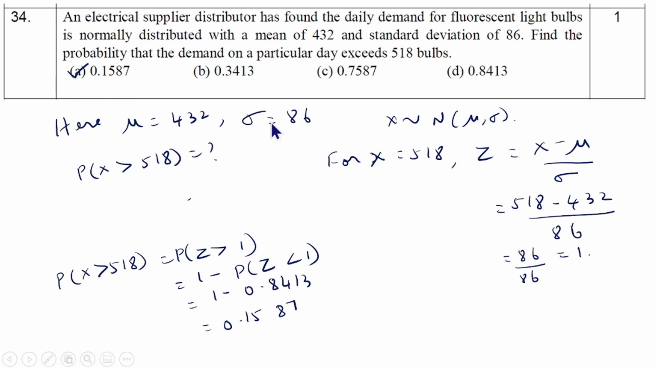So based on the information given, we need to find probability of x greater than 518. For x equal to 518, the z-score is 1. So probability of x greater than 518 is probability of z greater than 1, which is 1 minus probability of z less than 1. Using the z-score table, when we find the value and simplify, we get option A as the answer.